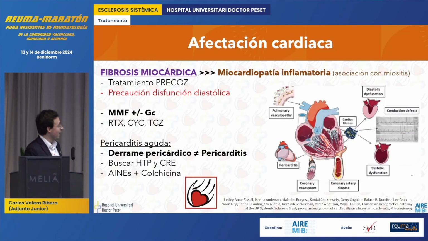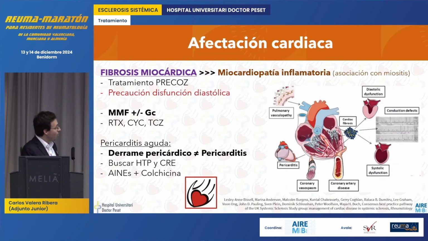And other immunosuppressants have also been tried, which are described as effective. When it comes to fibrosis, the treatment is not going to be limited to this, it will also be targeted, depending on what is affected: valvular disease, arrhythmias. Thus, it requires joint management with cardiology.